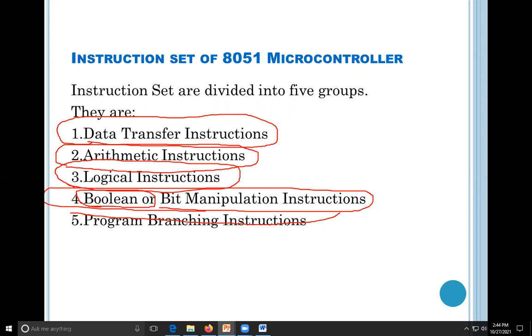Next, the branch instructions: we are discussing the jump instructions, jump if not 0, jump if 0. These are the program branching instructions. So this is the instruction set of the 8051. We will discuss the instructions one by one. First we discuss the data transfer instructions.